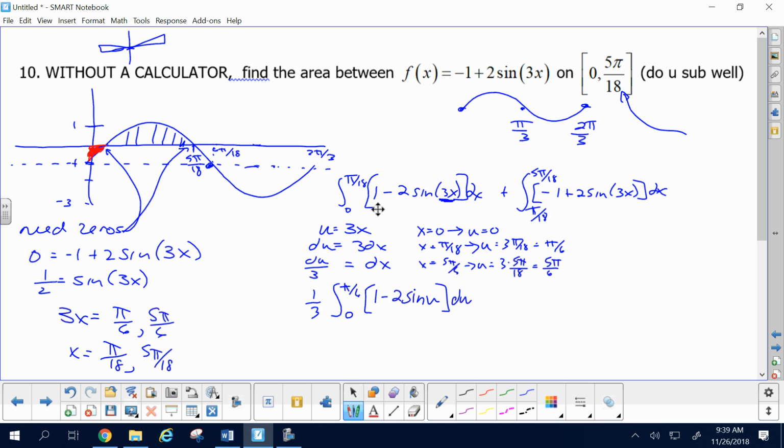The same kind of substitution stuff for the second interval. Pi over 18 becomes pi over 6. 5 pi over 18 becomes 5 pi over 6. The integrand is negative 1 plus 2 sine of 3u. Oops. Yeah, that's good. Sorry. Not 3u, just u, right?